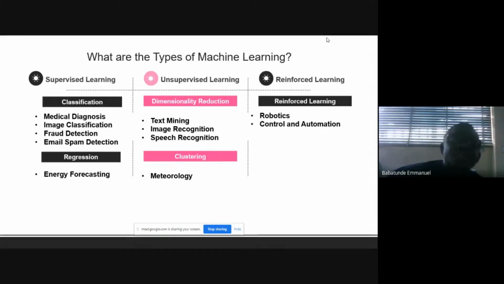Now, next is, what are the types of machine learning? Basically, there are two types of machine learning: supervised learning and unsupervised learning. Reinforcement learning is like a variant of the two. It's like the midpoint between supervised learning and unsupervised learning. Supervised learning involves data that have labels. The labels, the category or class of the data, have been identified in the data. So it is in that situation that I can use supervised learning. Unsupervised learning involves data that has not been labeled.